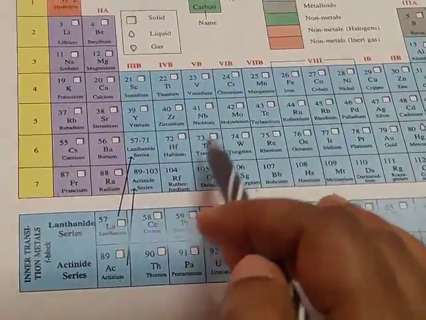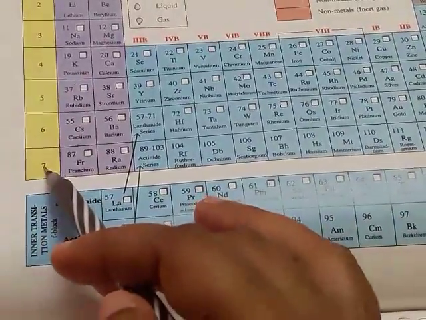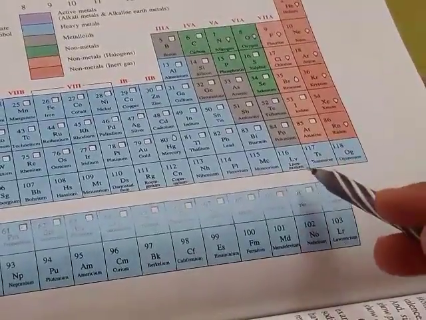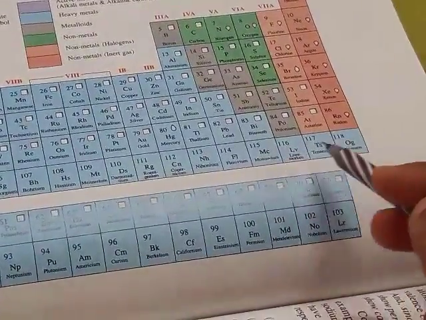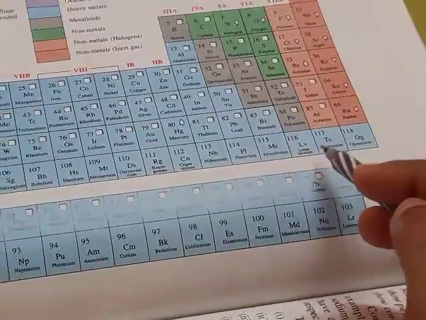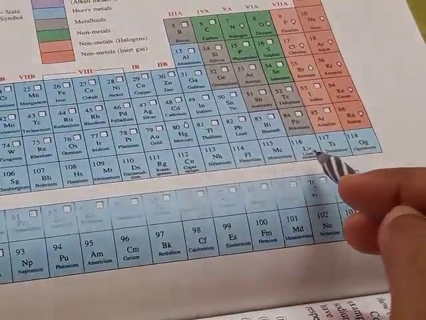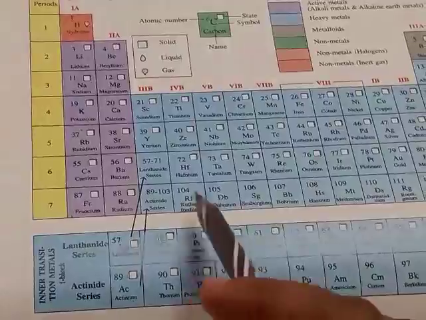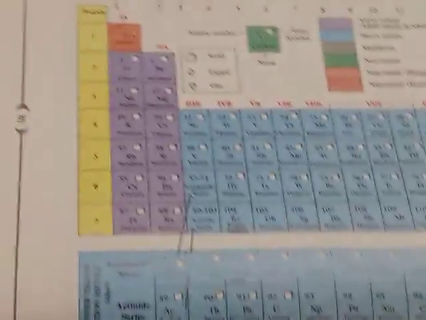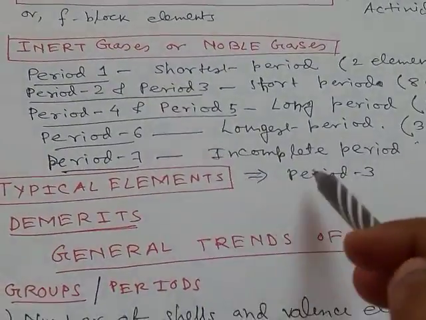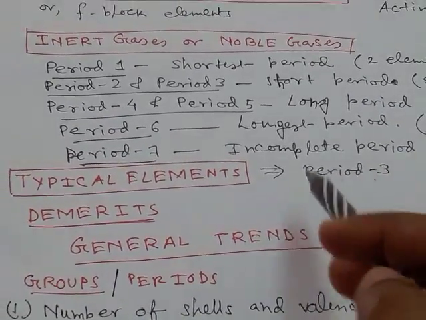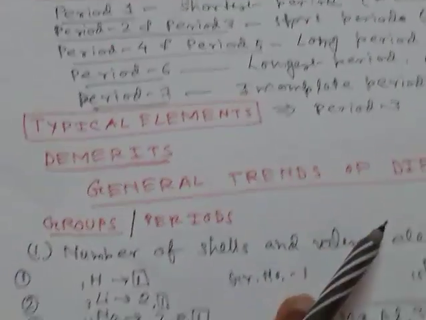So this is called the longest period, whereas period 7 is incompletely filled because the last elements of the periodic table are yet to be detected. Still some elements are not detected, so this period is called the incompletely filled period. So there are 7 periods and 18 groups. Now typical elements: period 3 elements are called typical elements because their properties are very similar to the properties of the other elements.